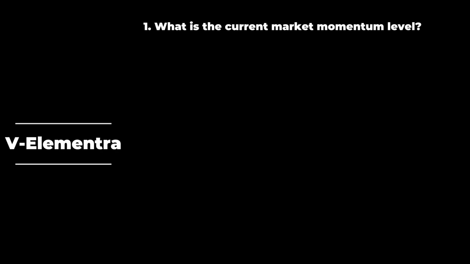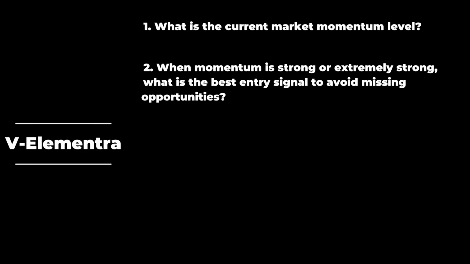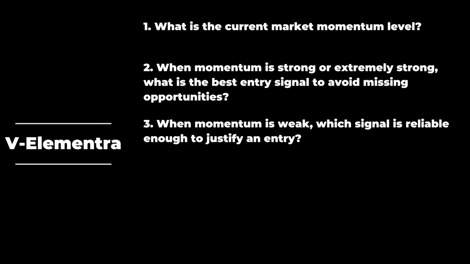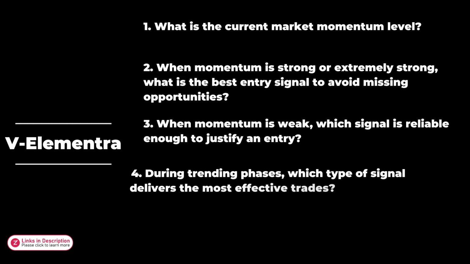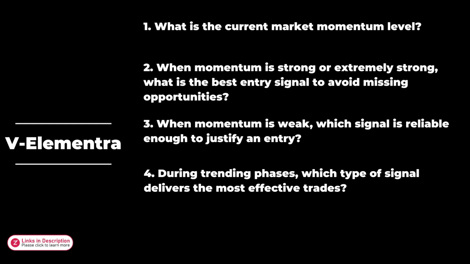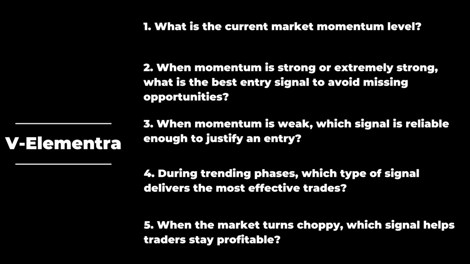In this video, V-Elementra will help you answer 5 essential questions every trader faces. 1. What is the current market momentum level? 2. When momentum is strong or extremely strong, what is the best entry signal to avoid missing opportunities? 3. When momentum is weak, which signal is reliable enough to justify an entry? 4. During trending phases, which type of signal delivers the most effective trades? 5. When the market turns choppy, which signal helps traders stay profitable? Now let's move on to the first question.